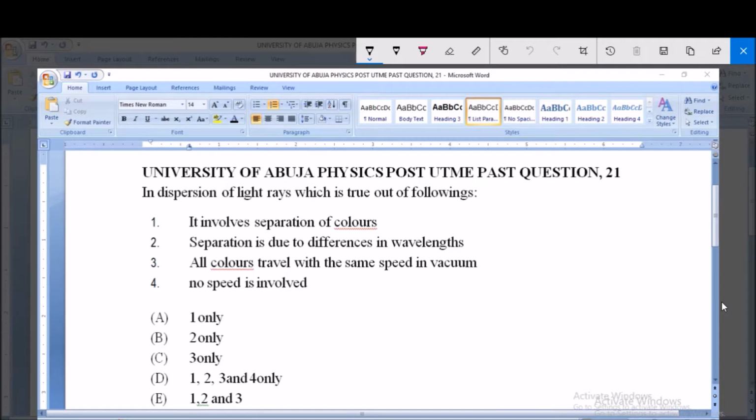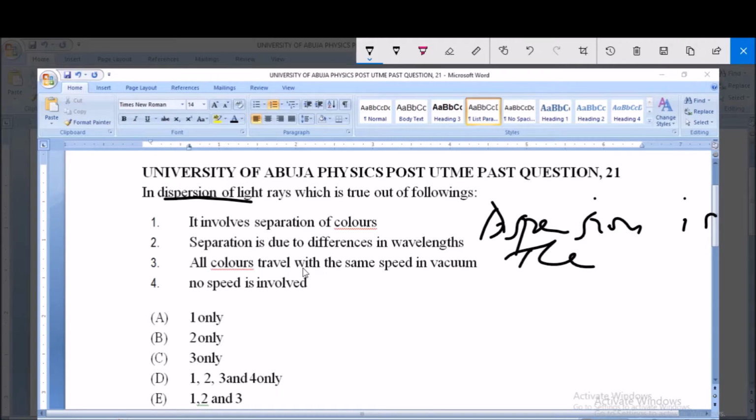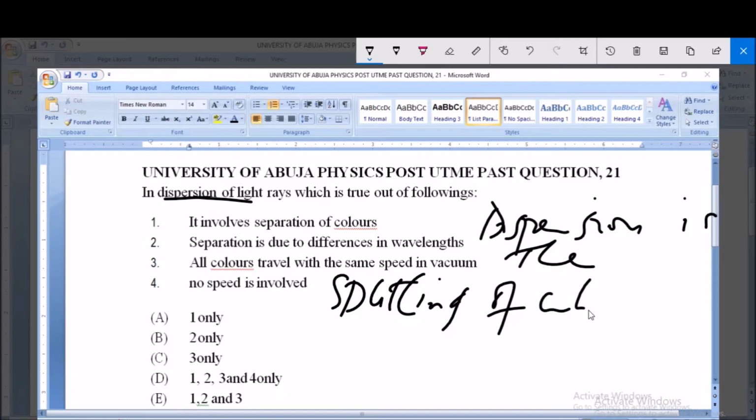Now, what is dispersion of light? That's the keyword here. It's a dispersion of light. Now dispersion of light, or dispersion, is simply the splitting of white light into its constituent colors.